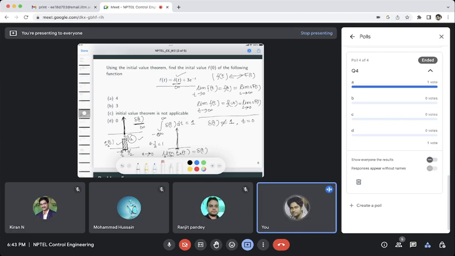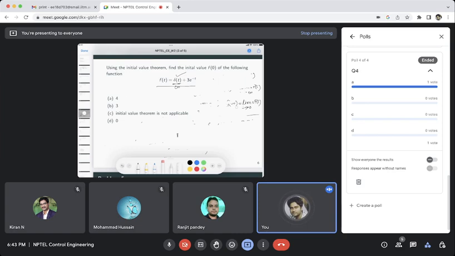So one limitation of the initial value theorem is that whenever an impulse is present, or the derivative of an impulse is present, we cannot apply the initial value theorem. Let's see what happens if we apply the initial value theorem to this function.